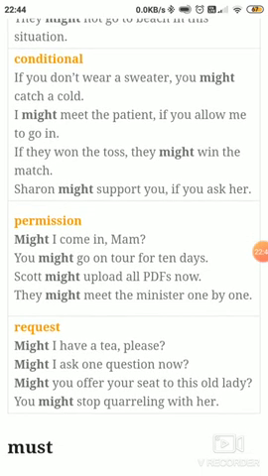Might I come in, ma'am? You might go on tour for 10 days. Scott might upload all PDFs now. They might meet the minister one by one.